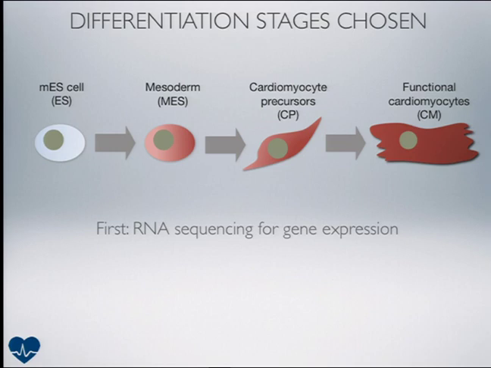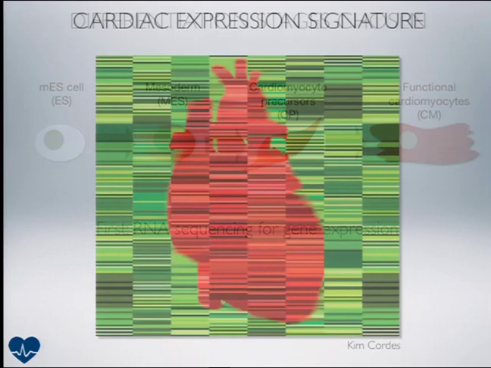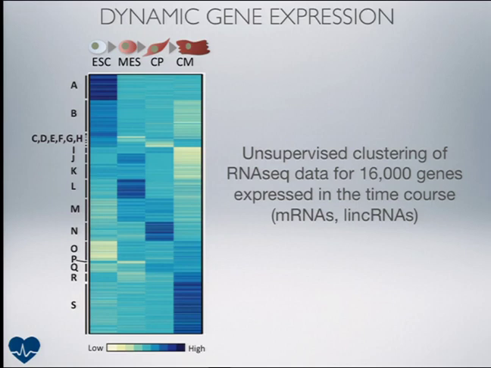And so the first thing we did was to do RNA sequencing and to look at gene expression. I'm going to show you in the next slide a heat map of what we found was really quite an amazing cardiac signature of gene expression. And it kind of looked like this. So, no, that's not the right one. That's the right one. That's what we saw. And this is showing you unsupervised clustering of RNA-seq data for about 16,000 genes that are expressed in this time course.